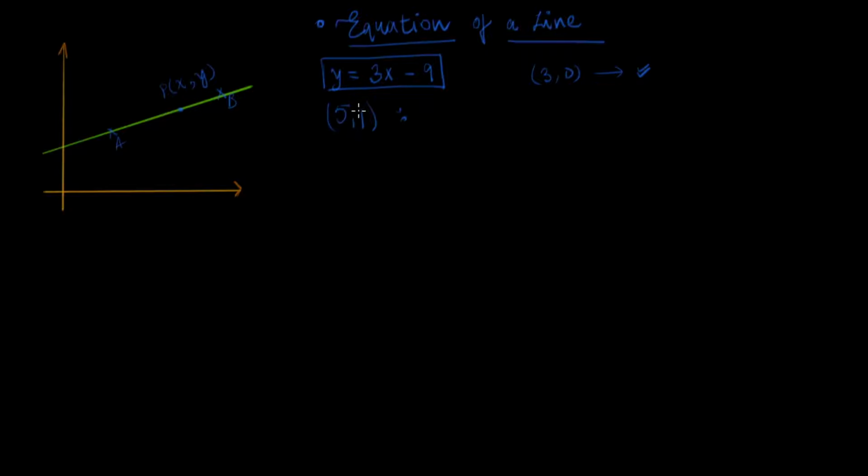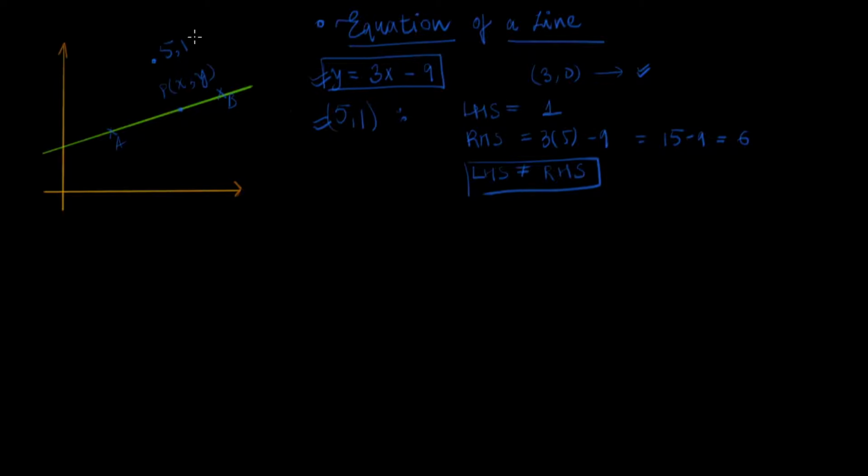So x turns out to be 5 and y turns out to be 1. So the LHS, the left hand side of the equation, becomes quite simply 1. And the RHS becomes 3 times 5 minus 9, which is 15 minus 9, or 6. As we get LHS not equal to RHS, we can safely say that this point does not satisfy this equation and hence does not lie on the line. So our point 5, 1 should lie somewhere here, but not on the line. It should lie away from the line because it does not satisfy this equation.